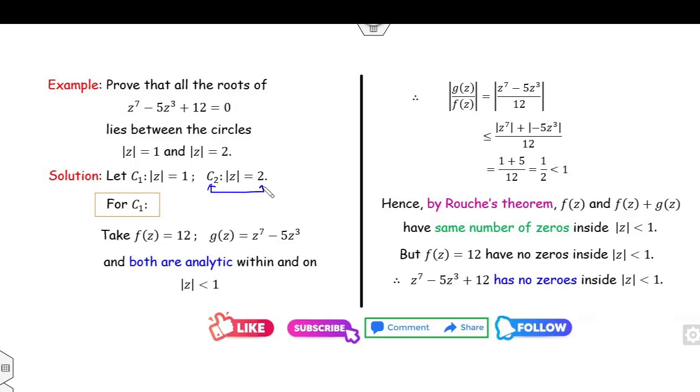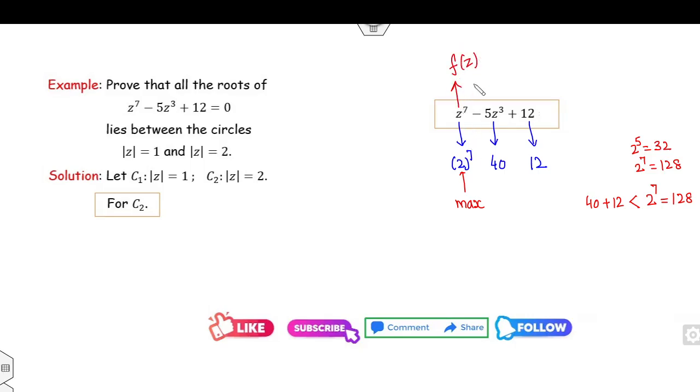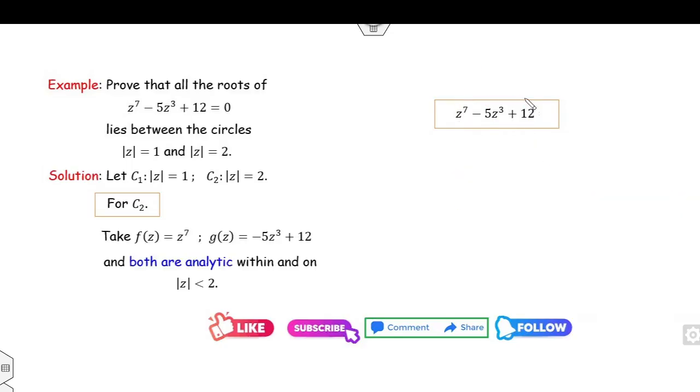Similarly, on the second part, whenever the value of |z| is 2, this number will be 2 raised to power 7. This number will be 8 into 5, 40. This number will be my 12. So can you find the maximum value? This number is my maximum. And clearly 40 plus 12 is less than 2 raised to power 7. Is it fine? What is 2 raised to power 7? 2 raised to power 5 is 32. Fine. 2 raised to power 7 is 128, which is clearly greater than 52. So f is my z raised to power 7 and the remaining thing is my g(z).